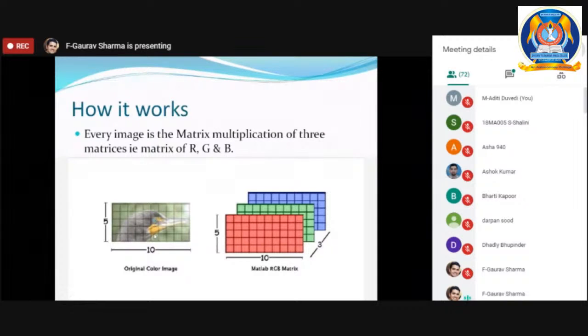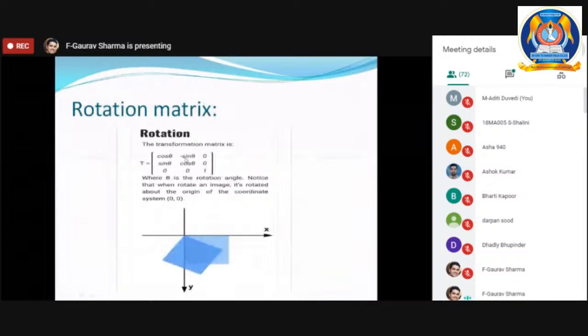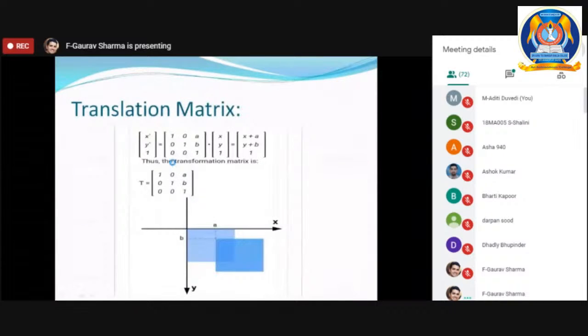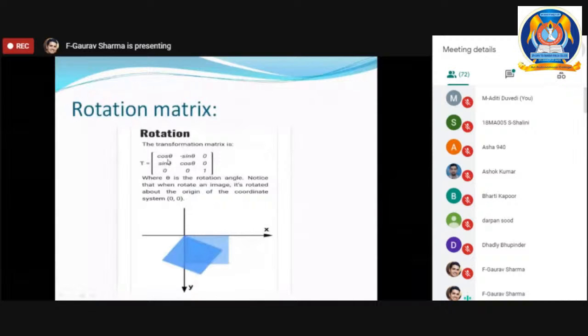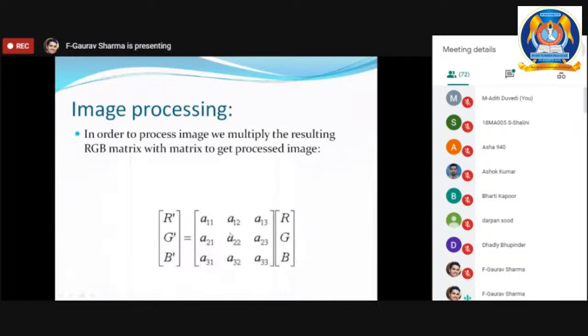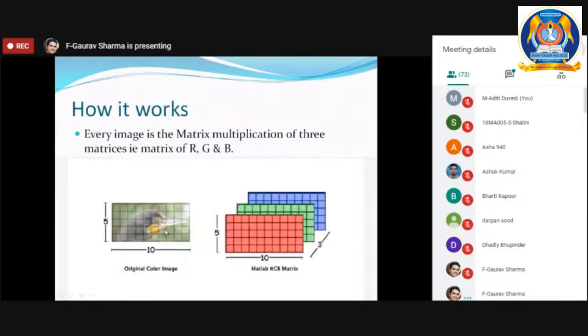So if I fix theta equal to 90 degrees, then the matrix will be 0, -1, 1, 0, and the rest are the same. So if I replace this matrix by this, then this image will be rotated by a 90 degree angle.